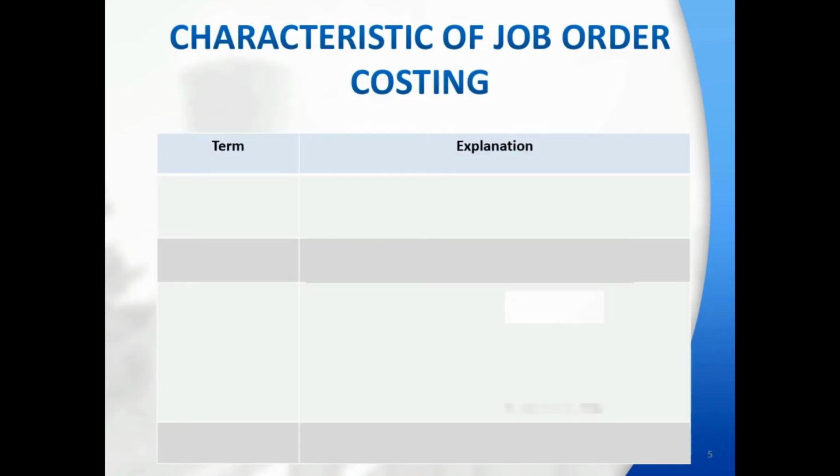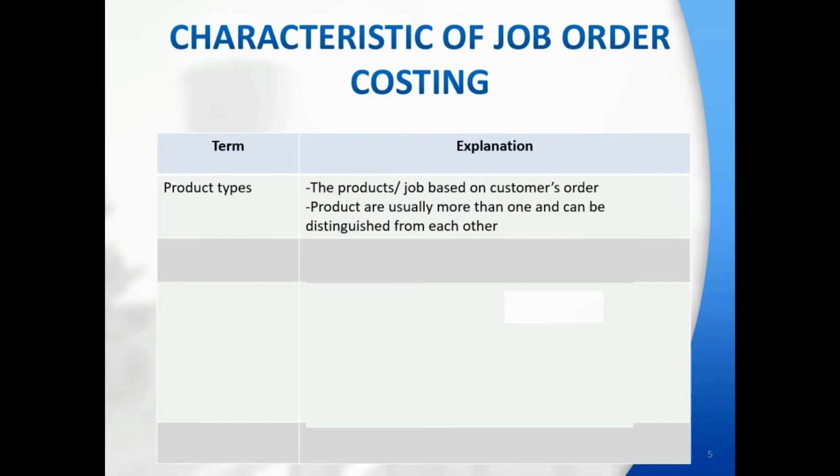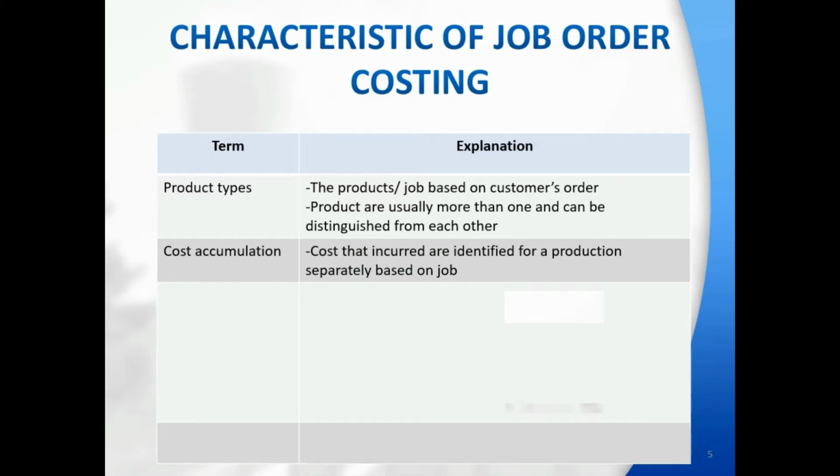The characteristics of job order costing in terms of product type: the product is a job based on the customer's order. Products are usually more than one and can be distinguished from each other. Cost accumulation: costs that are incurred are identified for production separately based on job.